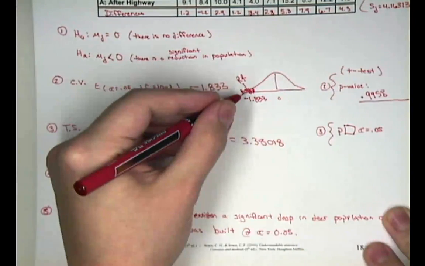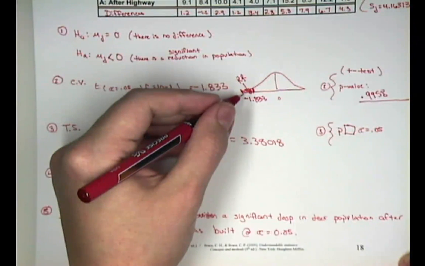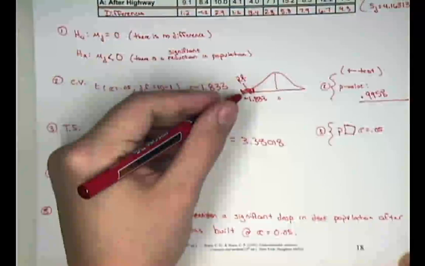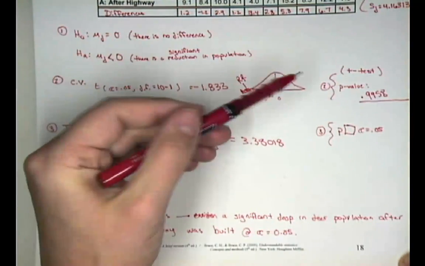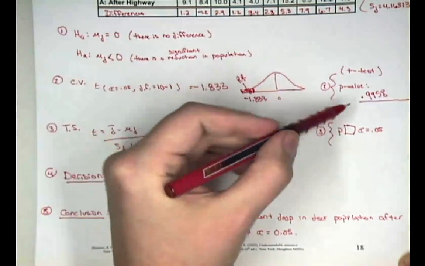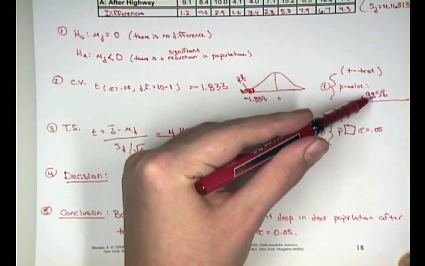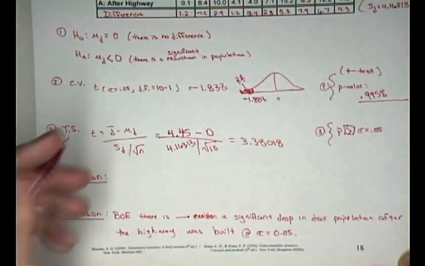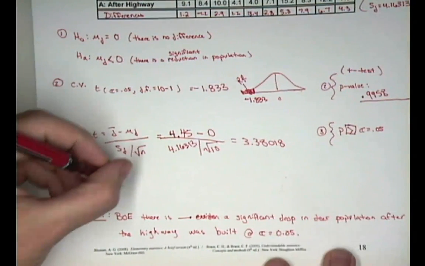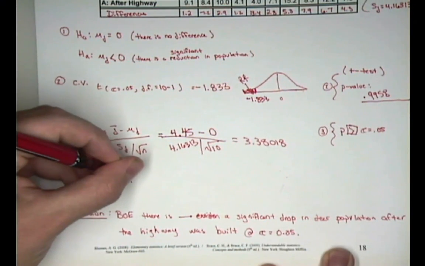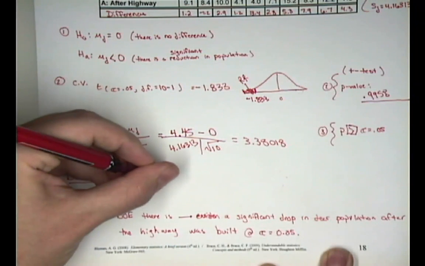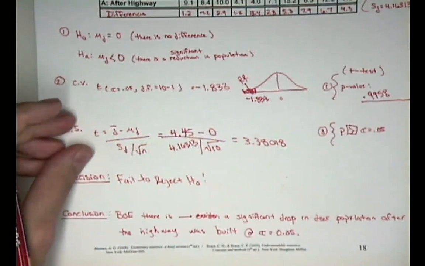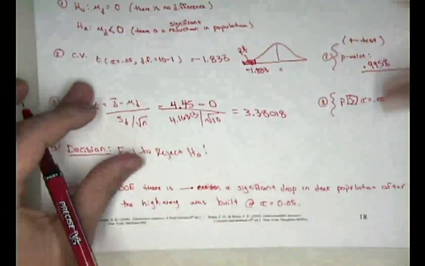and then you look to see where that test statistic falls in your picture. Does it fall in the rejection region? Well, it definitely does not. It falls somewhere way over there. And if you look at the p-value, the p-value is 0.9958. That's really high. It's definitely greater than alpha. So in both methods, we are going to fail to reject H0.